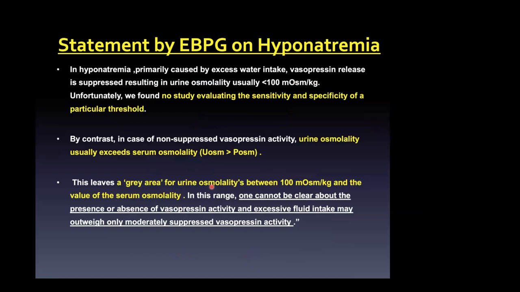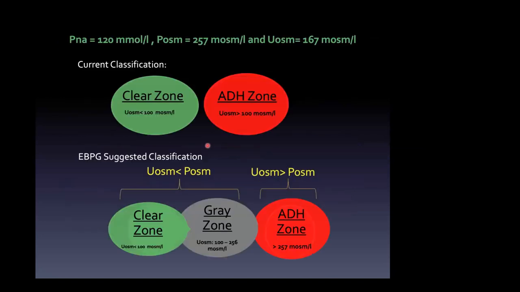just because somebody's urine osmolarity is more than 100, yes, they may have ADH, but they may also not have ADH, okay? There may be other conditions where your urine osmolarity may be more than 100, but you can have a non-ADH related increase in urine osmolarity, yeah? And that's difficult to understand, so I made this for you, okay? And the Europeans define this as what is called a gray zone. So let's look at it more closely.